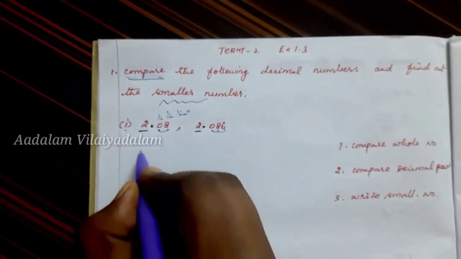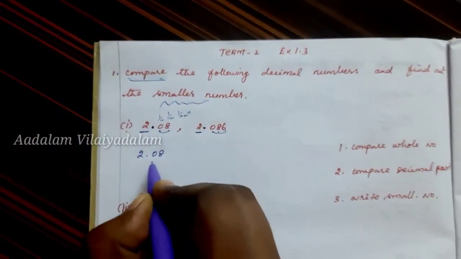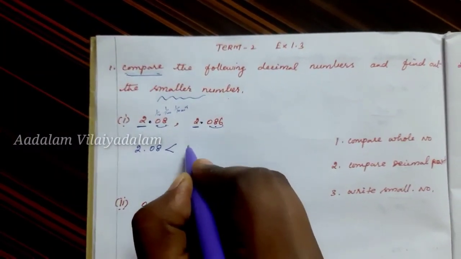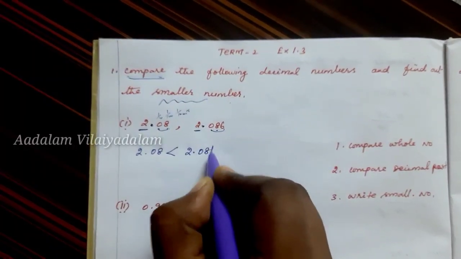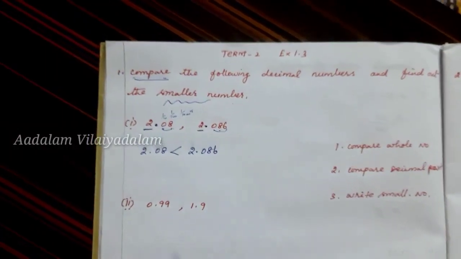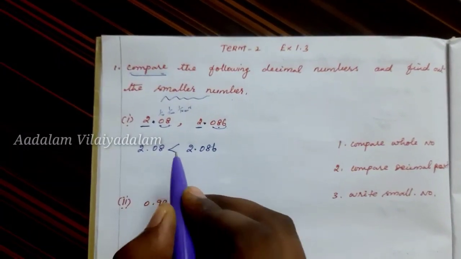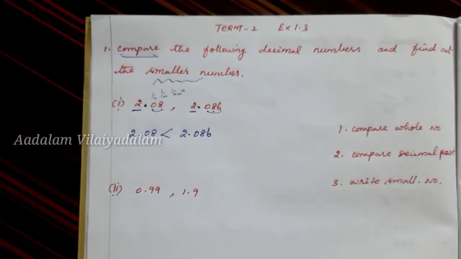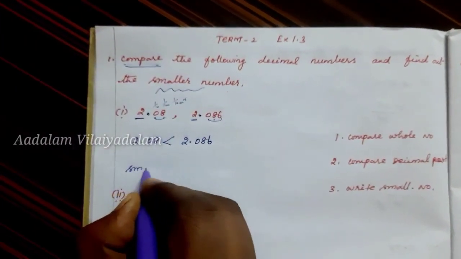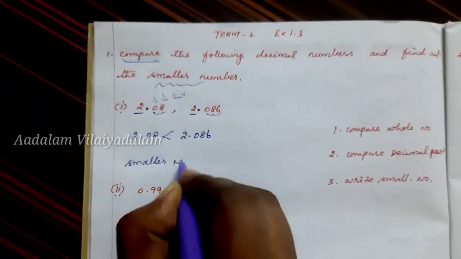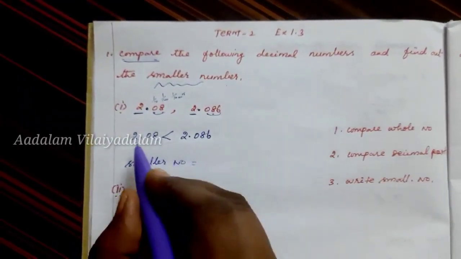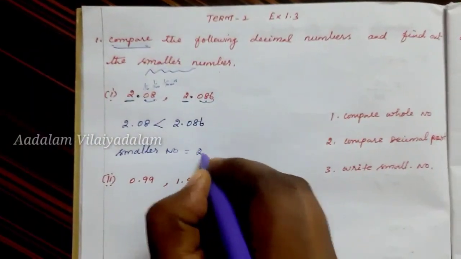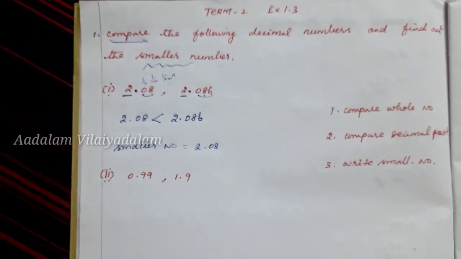So therefore 2.08 is smaller than 2.086. We can write it. So 2.08 is less than 2.086 and we can write the smaller number. So what is the smaller number? 2.08.